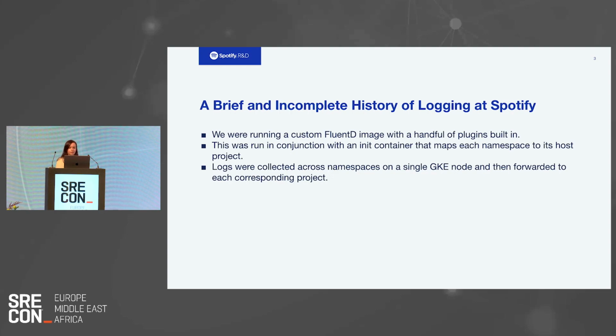So we were running a custom FluentD image previously with a handful of plugins built in. This was run in conjunction with an init container that maps each namespace to the host project, which solves the problem that I just mentioned. And logs were collected across namespaces, still on that single GKE node, and then forwarded to their corresponding project.